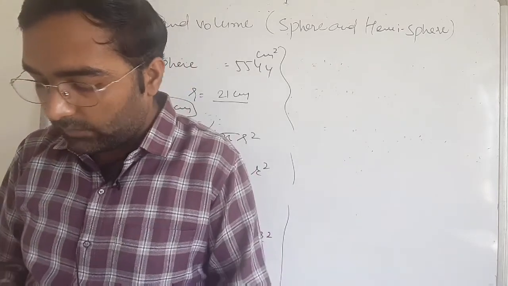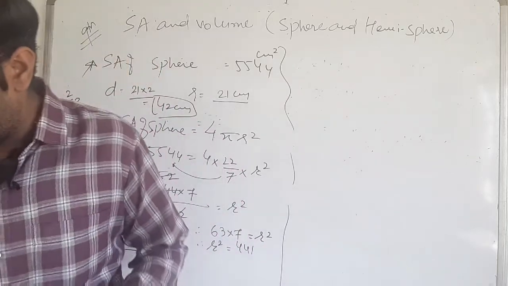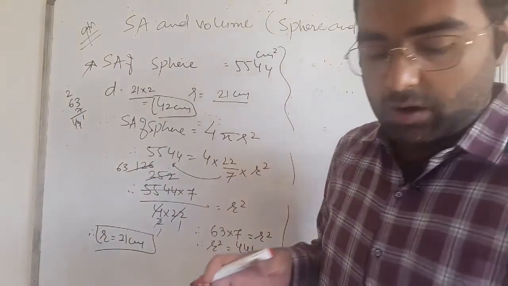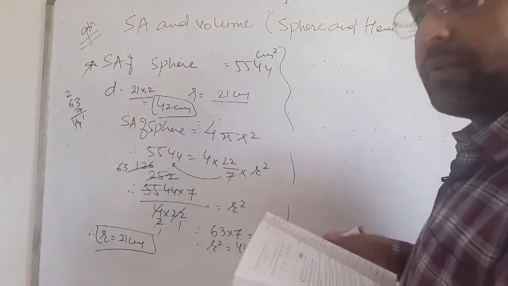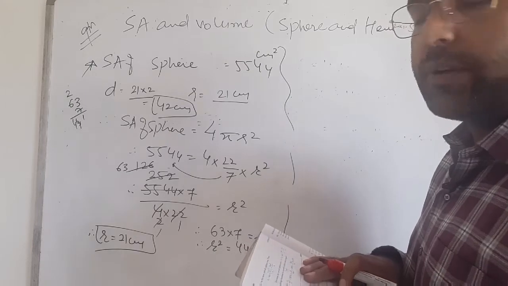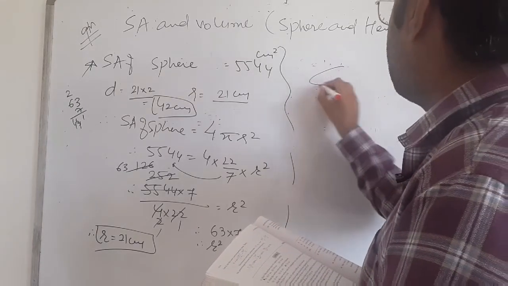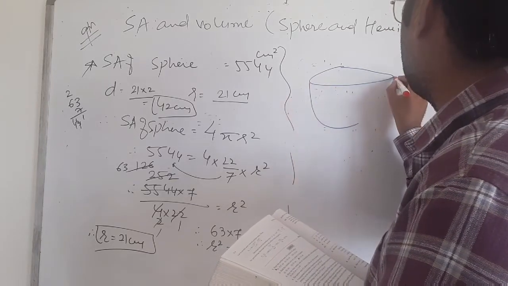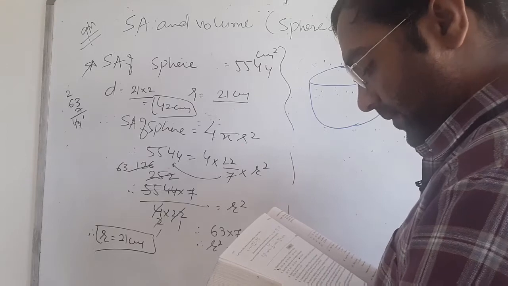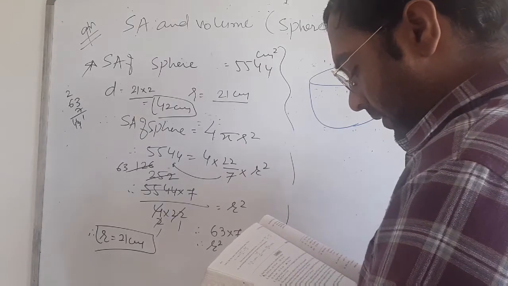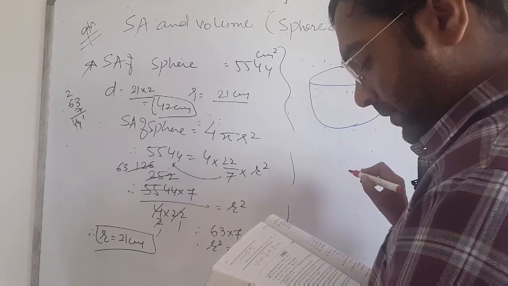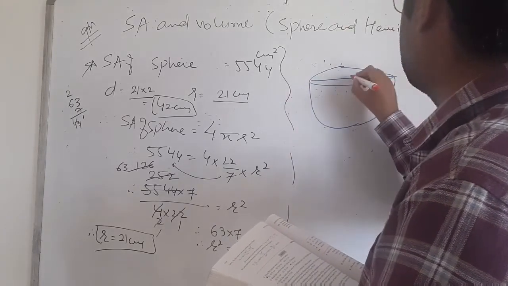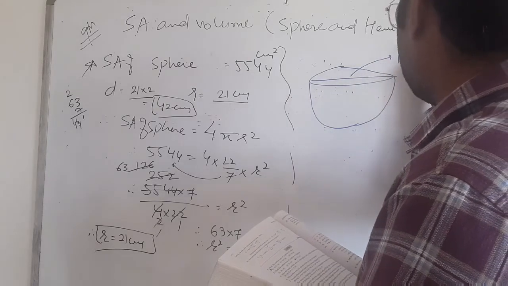Okay, so we can see that the hemispherical bowl made of brass has inner diameter. Here is the inner diameter. So my bowl is like this, and my diameter, from here to here, is 10.5 centimeter.